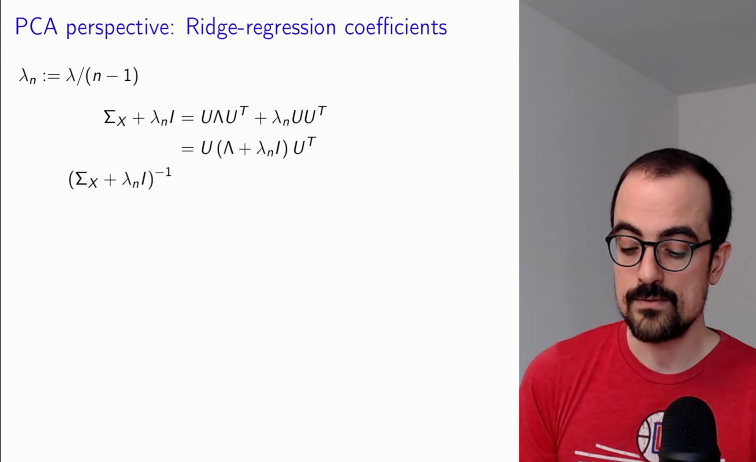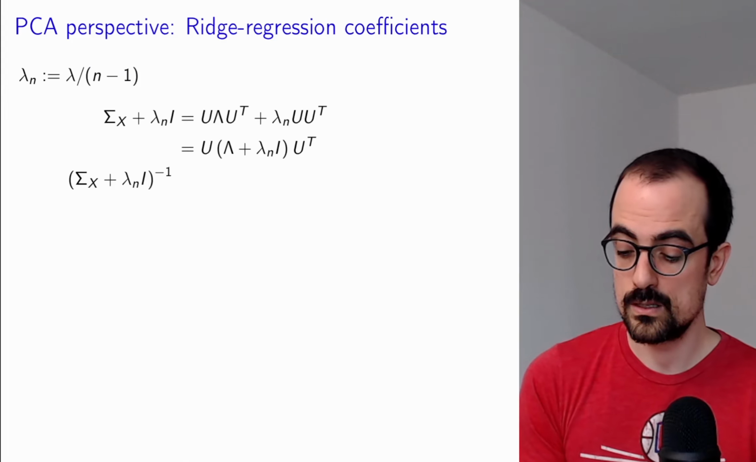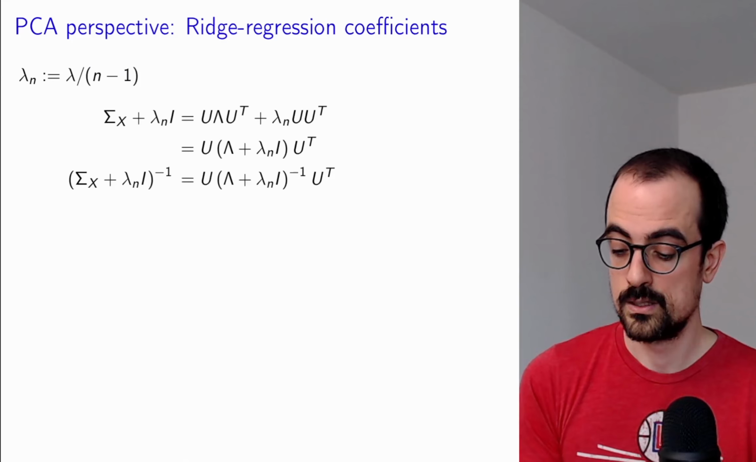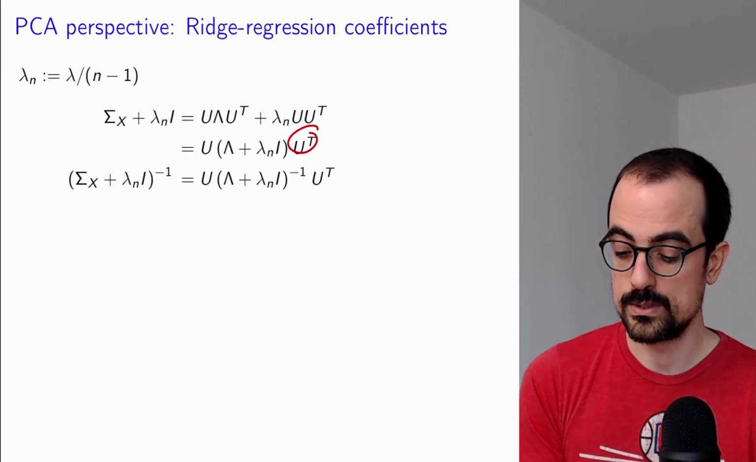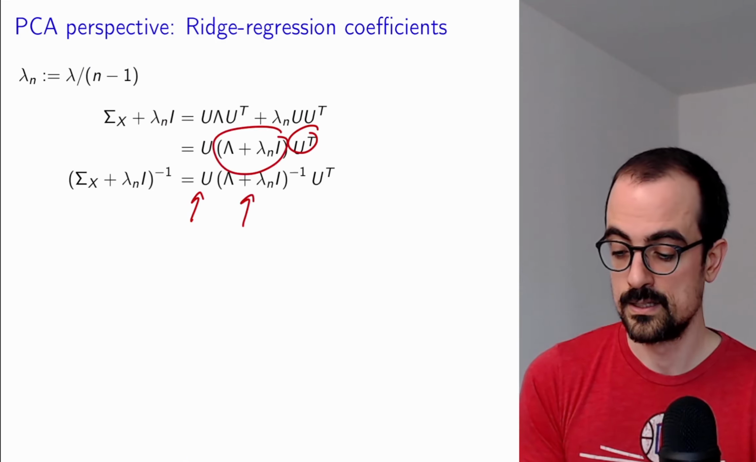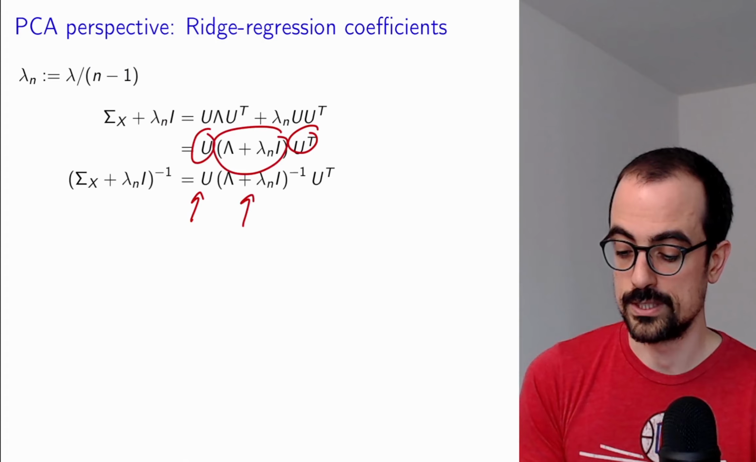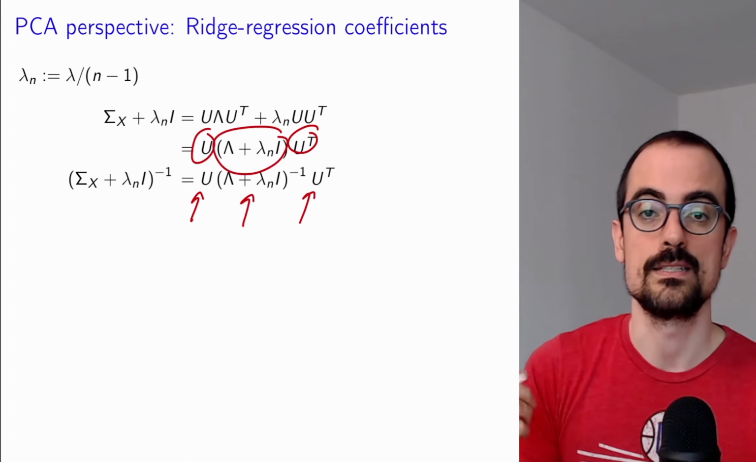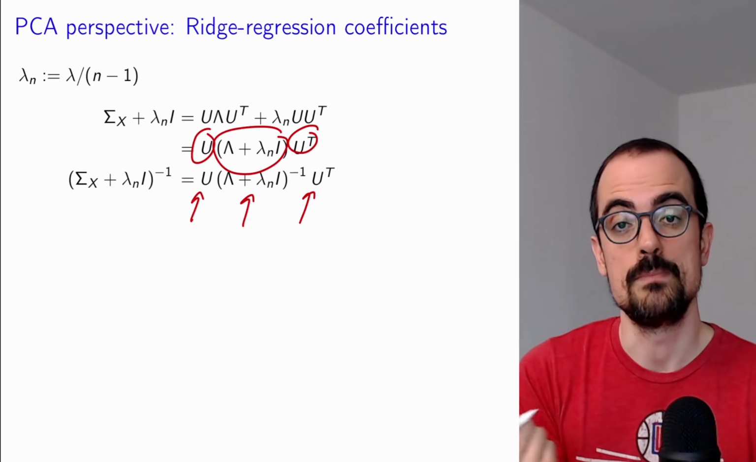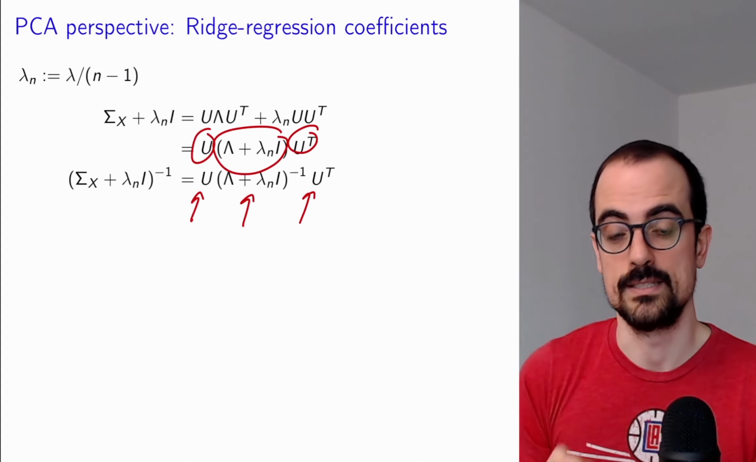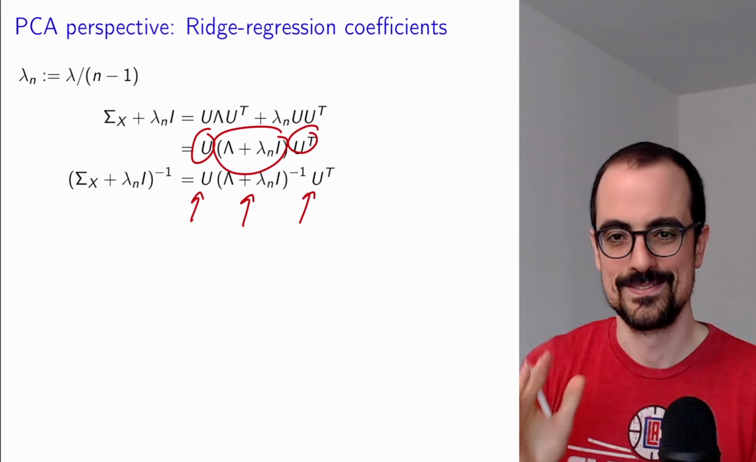When we take the inverse of this, remember, the inverse of this guy is just u, the inverse of this guy is this guy, and the inverse of u is u transpose, because of this business that the inverse of A times B is equal to the inverse of B times the inverse of A.